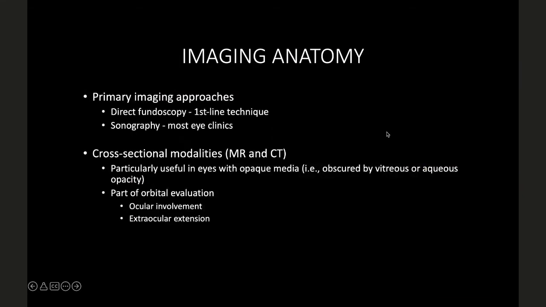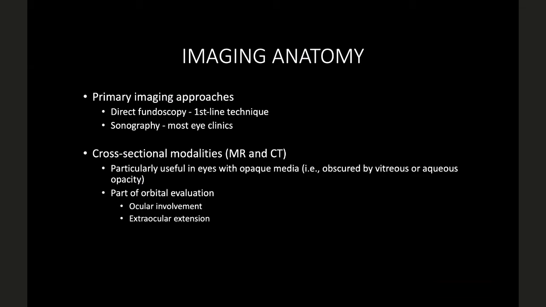So imaging anatomy, before we go into the anatomy itself, which is very similar to the anatomy that we saw, it's important to know how we approach it, right? So primary imaging approaches, which happen in the ophthalmologist's office, are direct fundoscopy, which would be the first line technique that they use. And most clinics also have sonography, so they can actually check out the globe and what's going on.